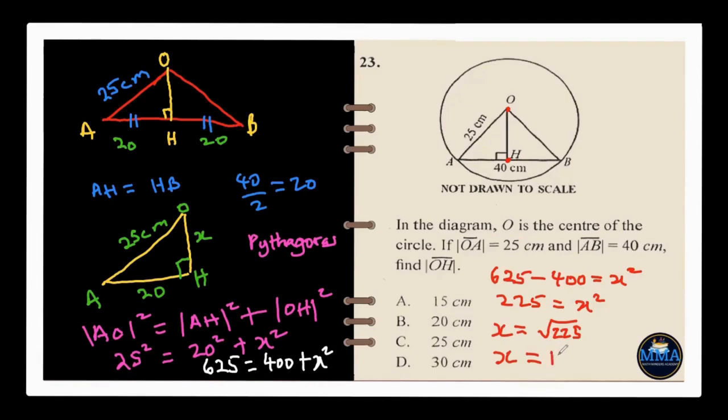So we write it here, 15 centimeters, and it's actually the length of the line segment OH. So the OH you are looking for is 15 centimeters, which is option A. So mark option A. I hope this is very clear. So we will proceed to question number 24.